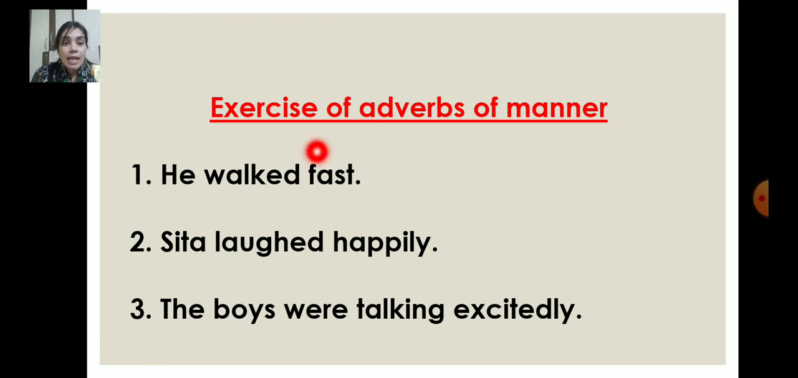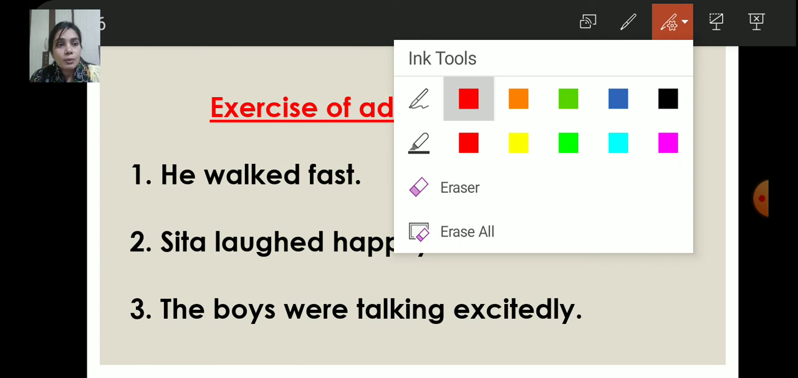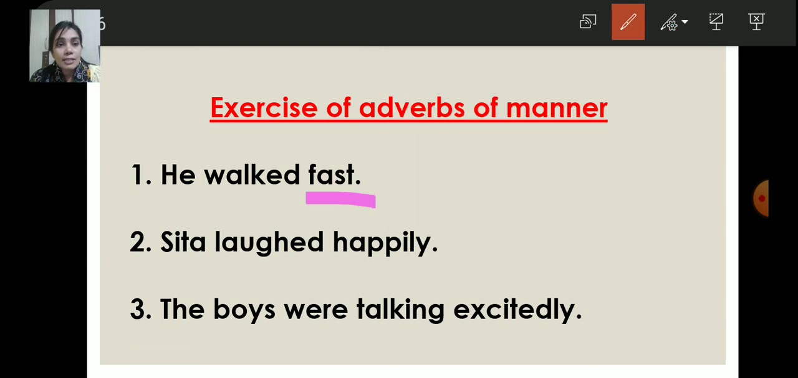Now next one is exercise for adverbs of manner. Now you tell me which is the adverb of manner here. He walked fast. So how did he walk? Fast. So you will have to underline the word fast and write adverbs of manner. Already it will be there. You just have to choose the right answer.